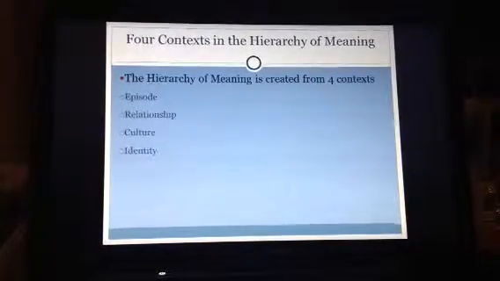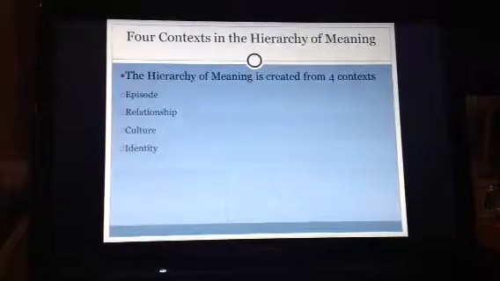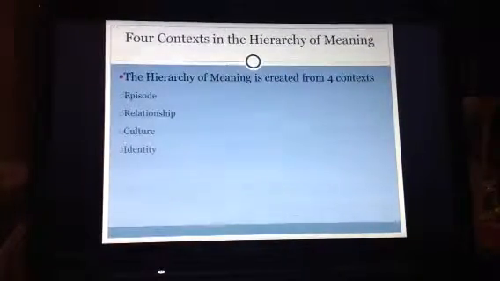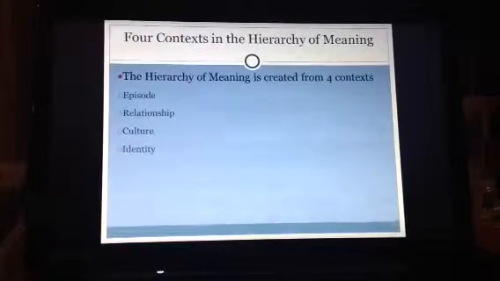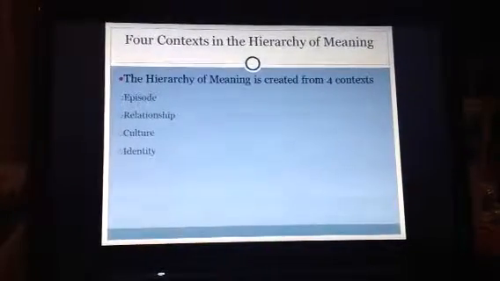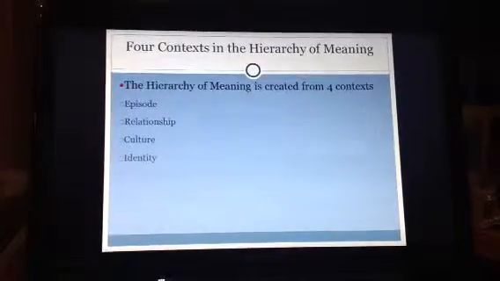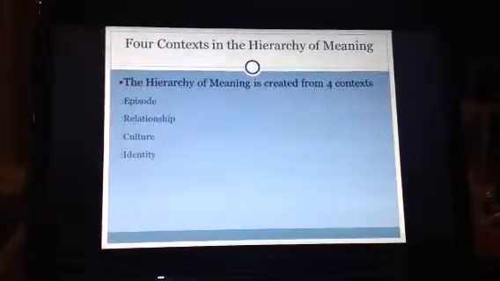So say that you're in a very formal situation or you're going somewhere very important, then episode would probably be at the very top, where identity might be at the very bottom. But if you're at a gay rights parade, identity might be at the very top, and relationship might be at the very bottom.